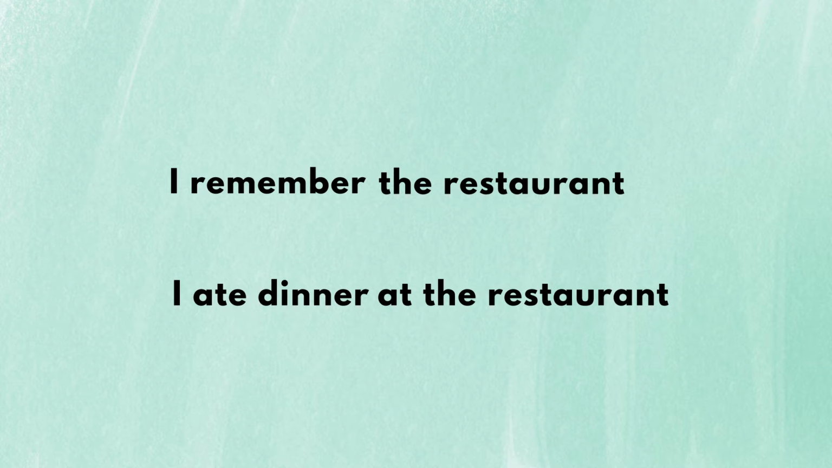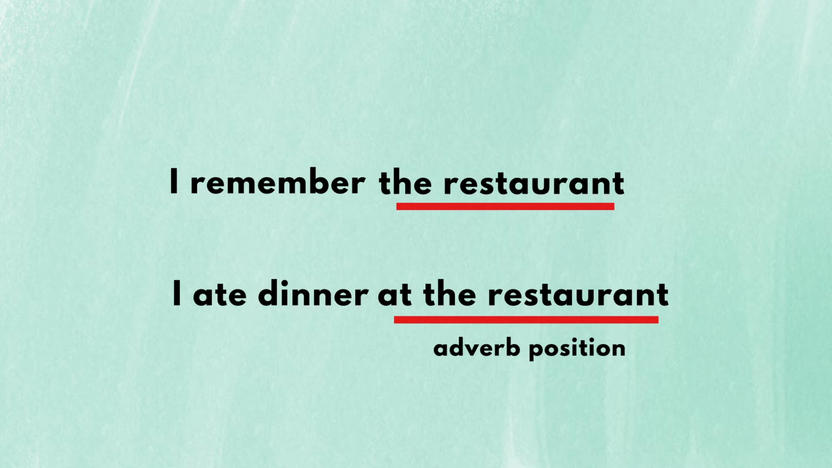For instance, take the sentences, "I remember the restaurant" and "I ate dinner at the restaurant." Both sentences mention the same restaurant, and in the second sentence, the restaurant appears in the adverb position. In this case, you can combine the two sentences.